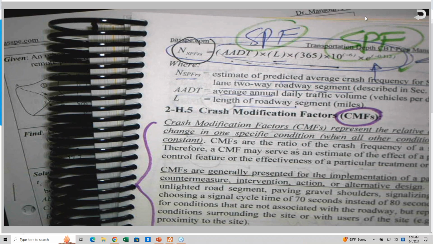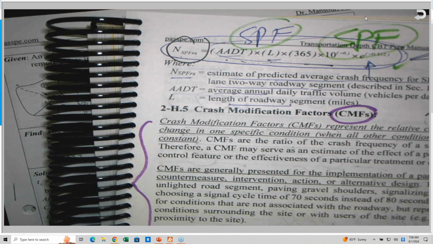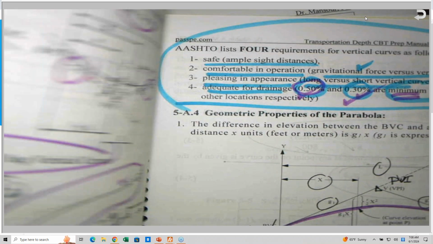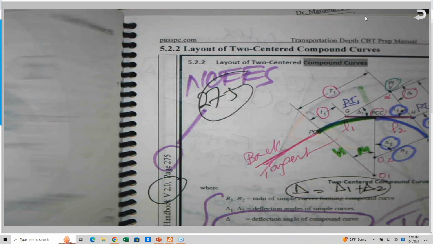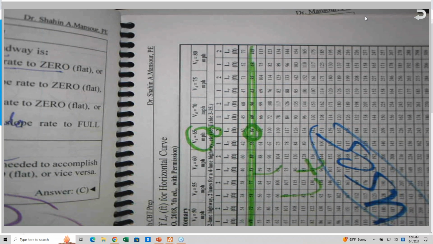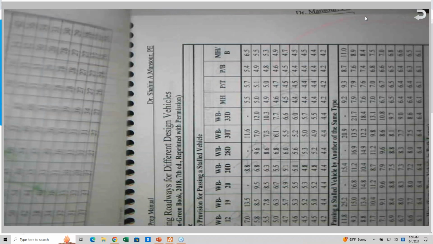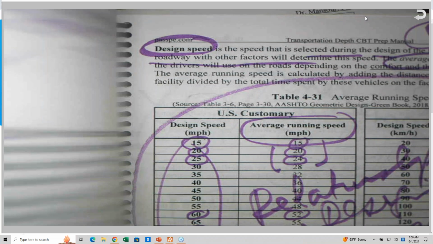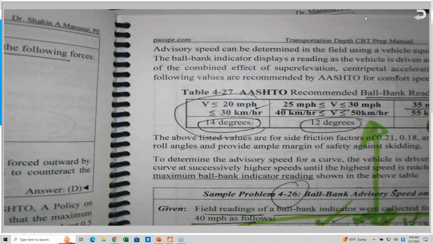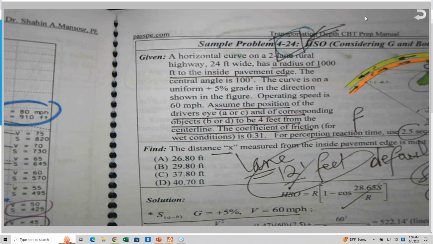And this is problem 4-24. This is a horizontal design. Chapter 5 is a horizontal design. Let's go to problem 4-24. Forgive me, this is the problem here.